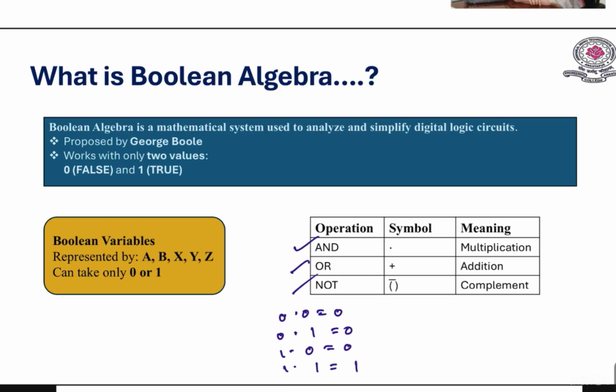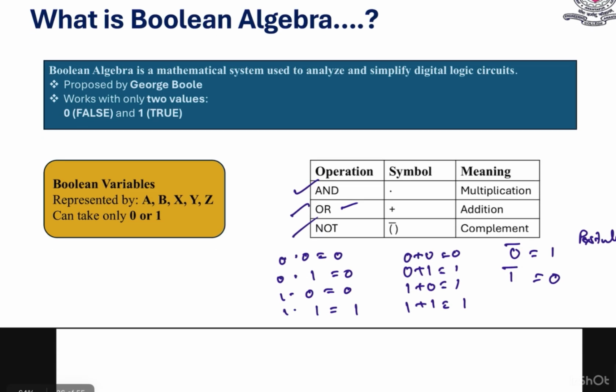So here we can accept these postulates without any proof, and in the same way OR: 0 plus 0 is 0, 0 plus 1 is 1, 1 plus 0 is 1, 1 plus 1 is 1. And the NOT operation is nothing but 0 bar is 1, 1 bar is 0. This we call the postulates. For these postulates there will be no proof, we need to accept them.